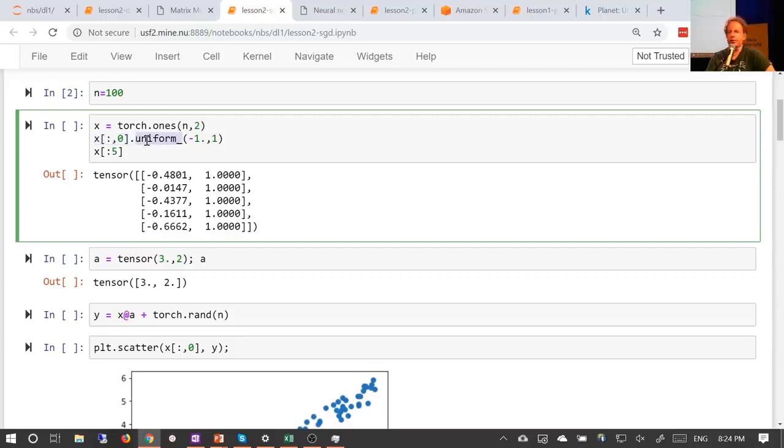I want you to grab a uniform random number. And here's another very important concept. In PyTorch, anytime you've got a function that ends in an underscore, it means don't return to me that uniform random number, but replace whatever this is being called on with the result of this function. So this takes column 0 and replaces it with a uniform random number between -1 and 1.